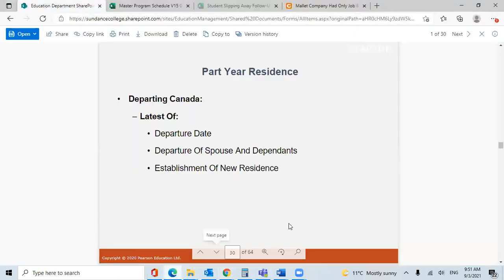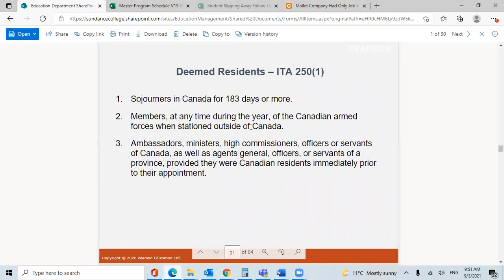Now, next one, we're going to talk about deemed residence. What is a deemed residence? We just talked about Canadian residence on the basis of the residential ties that we have discussed. But for deemed residence, the Income Tax Act extended the meaning of resident to include certain other individuals who are considered deemed residents.